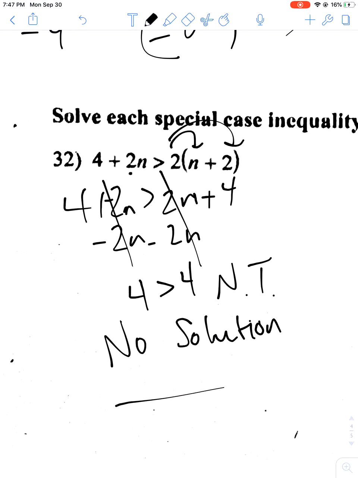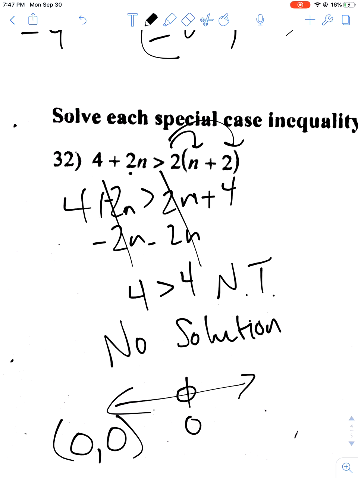And if you remember, the graph looks like this. It's just a 0 with an open circle, no arrows. And in interval notation, when does it start working? 0. When does it stop working? 0. Open means parenthesis.